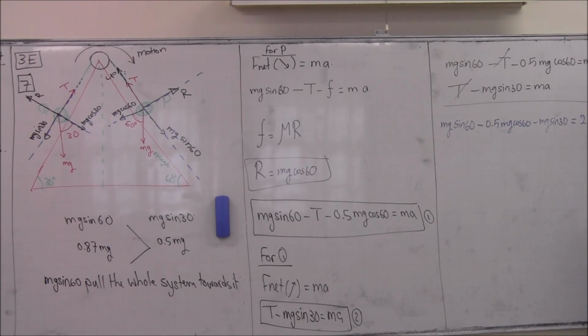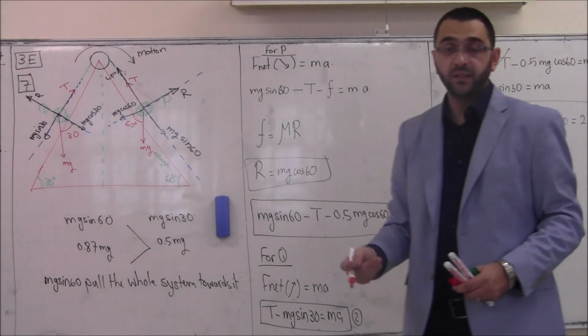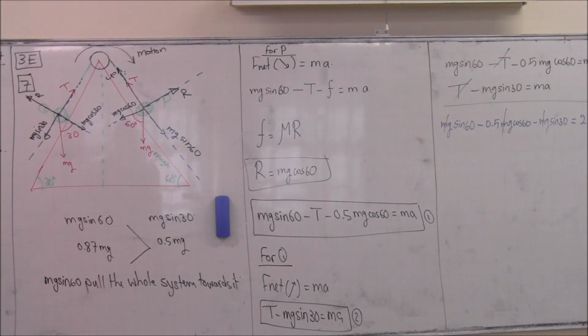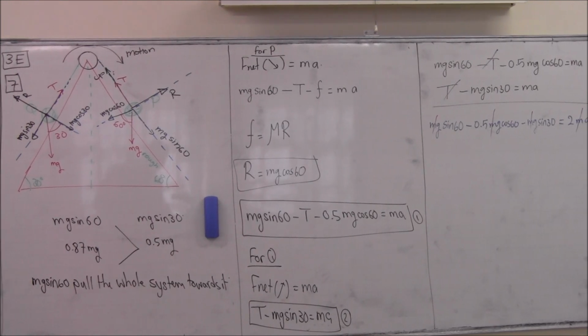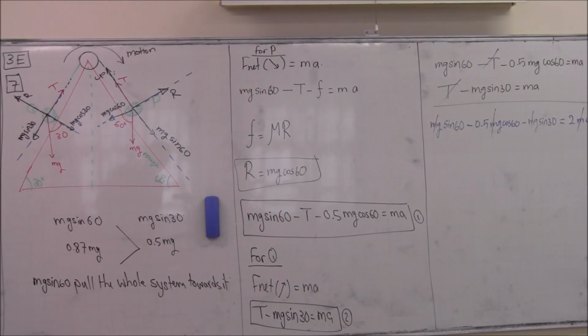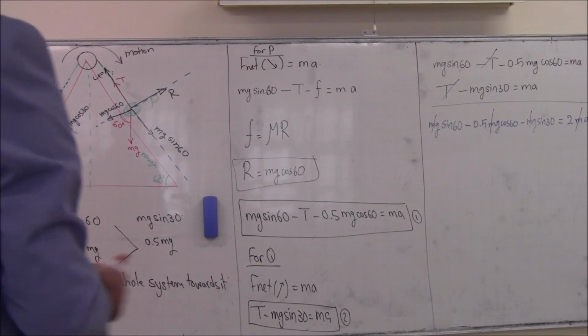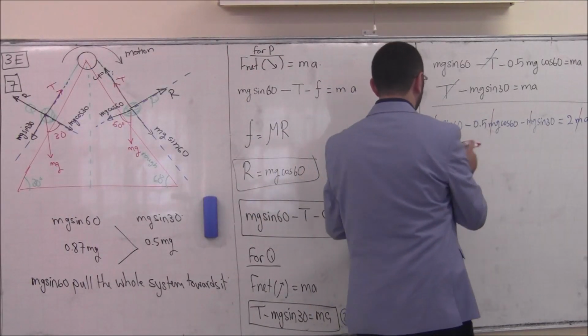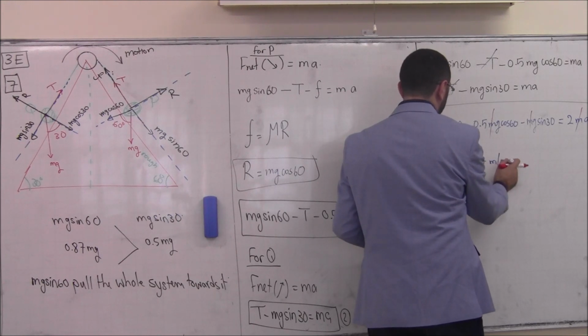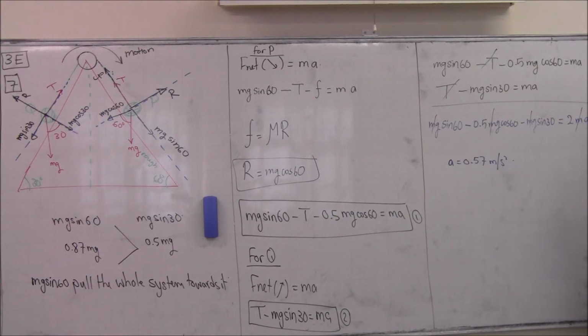I can cancel out m. Now you can find A easily. If we found A, we can straightforwardly find what? Tension. What is A? A equals 0.57 meters per second squared.